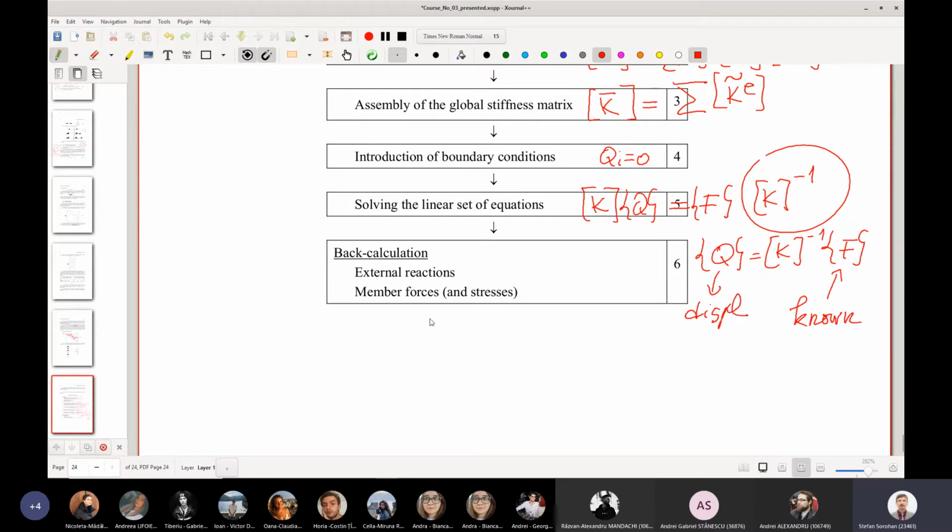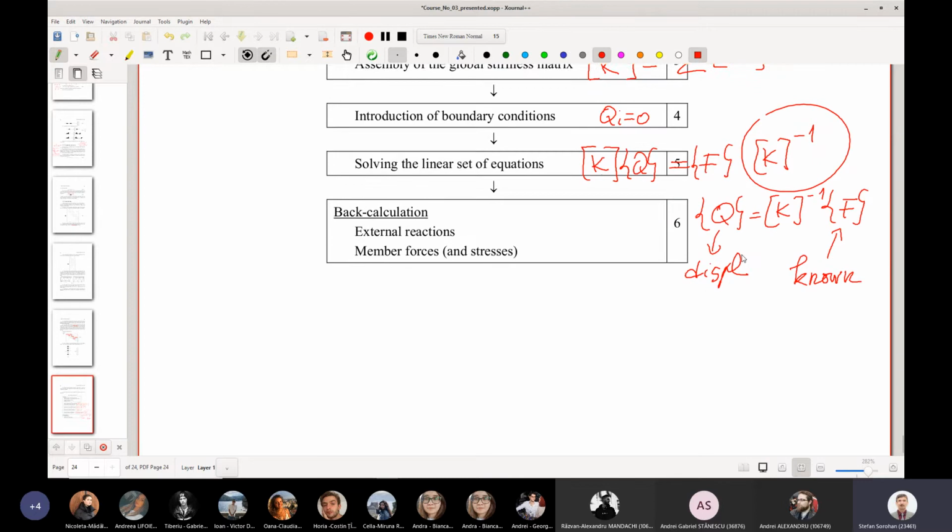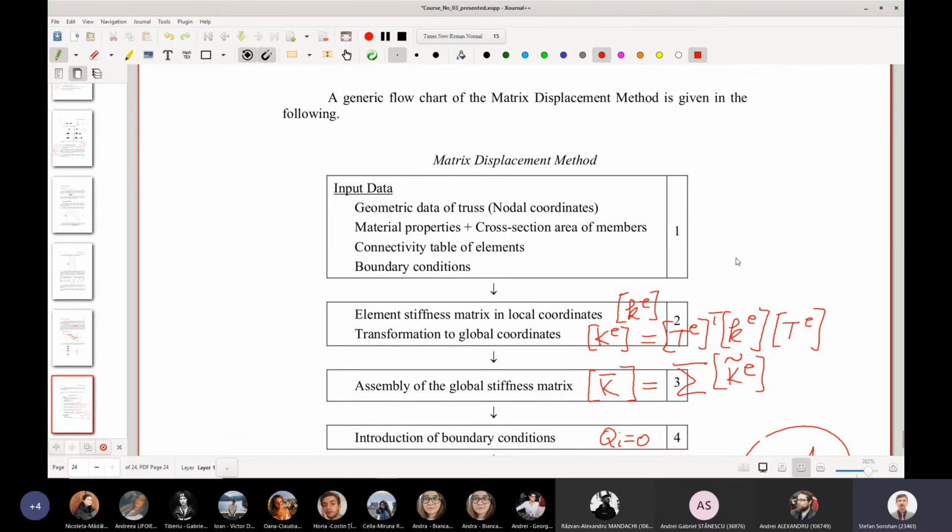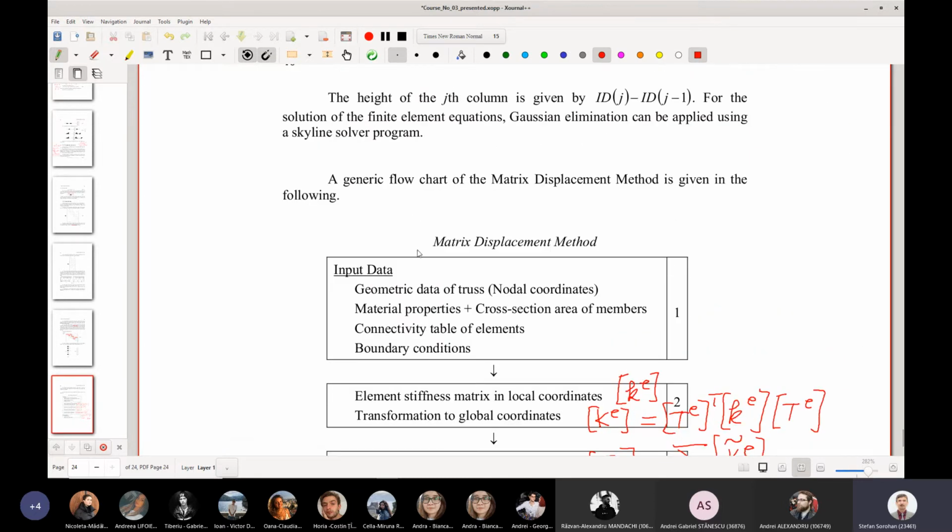After that, we can obtain the reactions. So the reactions are obtained after we obtain the displacements. This is the main idea of the direct stiffness method in matrix form. After the break, we will discuss some problems.